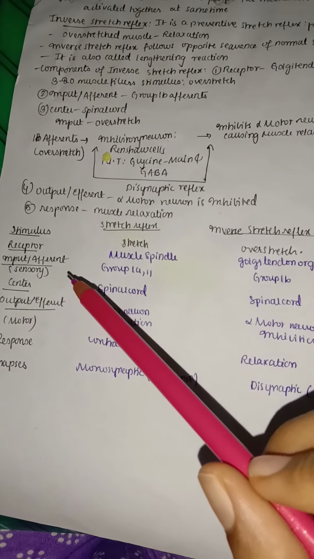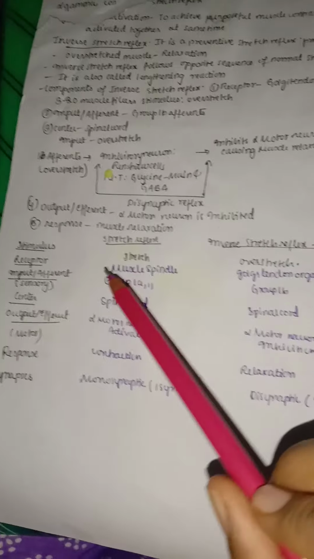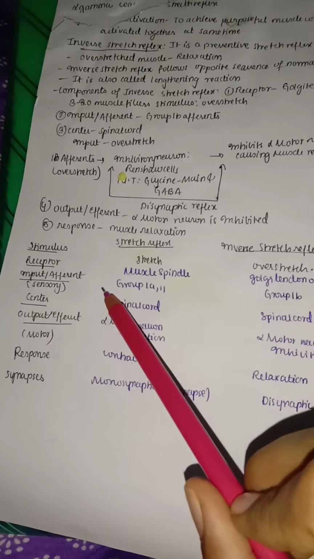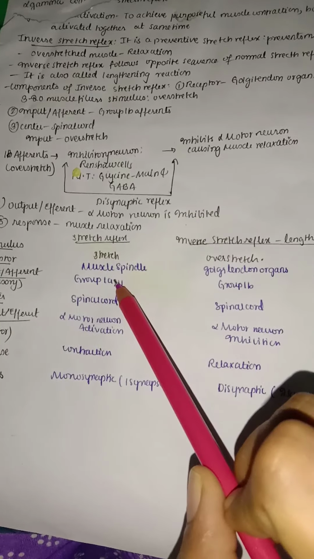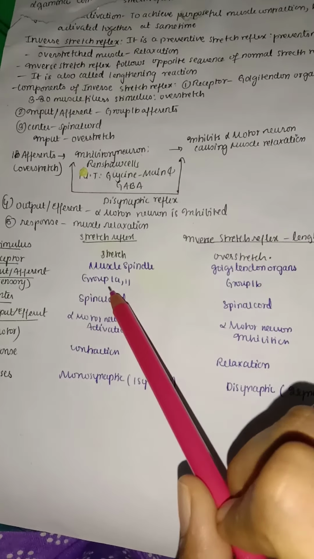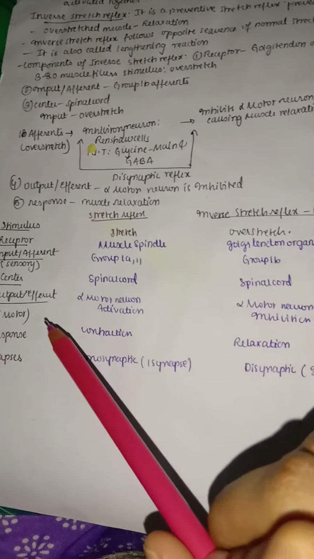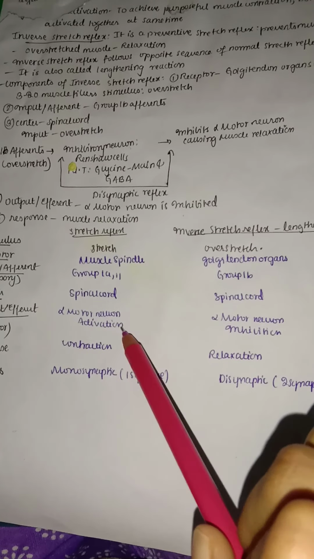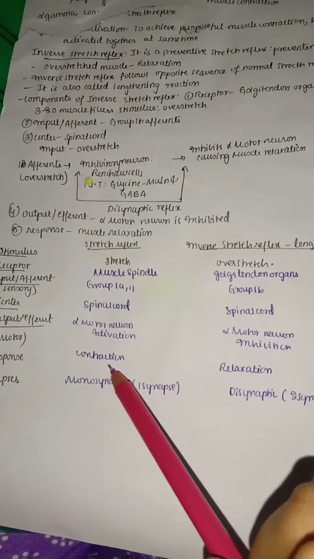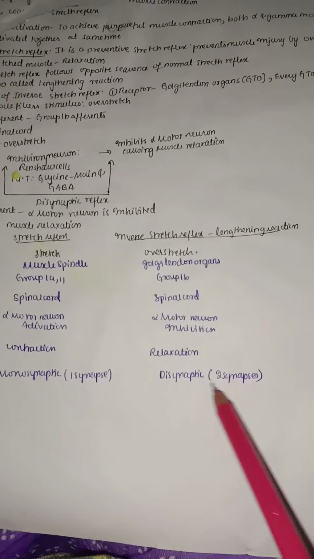So let us check them out again. The stretch reflex and the inverse stretch reflex, or the lengthening reaction. The receptor for the stretch reflex is of course stretch, for the inverse it is overstretch, and the input organ is of course the muscle spindle here, and here it is the Golgi tendon organ. The input or afferent sensory fibers are group 1A and group 2 here. Here group 1B is the afferent, and the center is the spinal cord for both. The output or efferent is alpha motor neuron activation here, and here alpha motor neuron inhibition. The response is contraction here, and relaxation here. The synapses are monosynaptic here, and here disynaptic, two synapses.